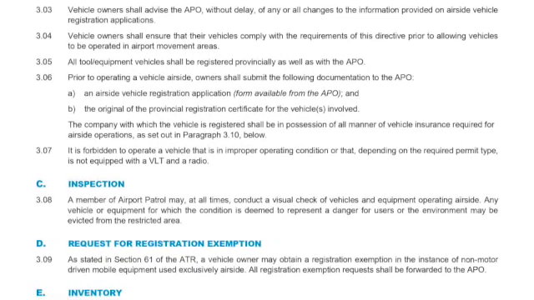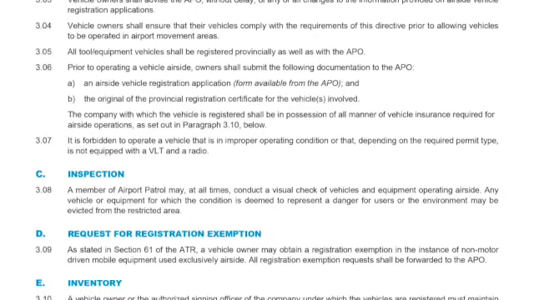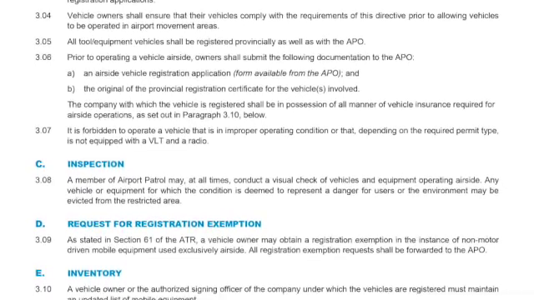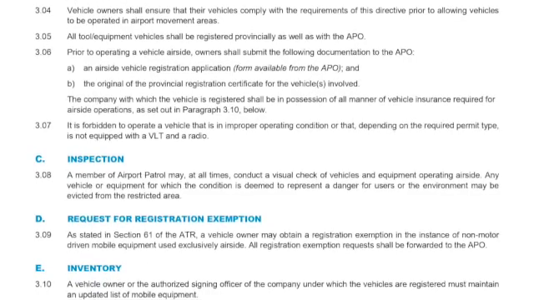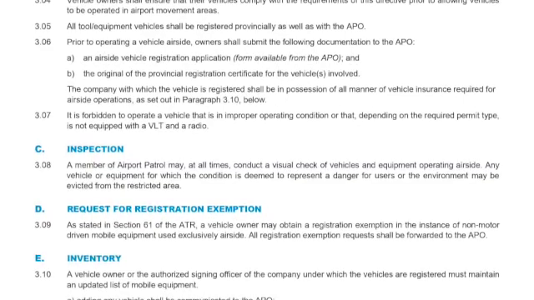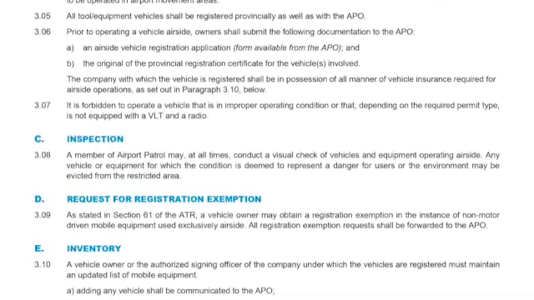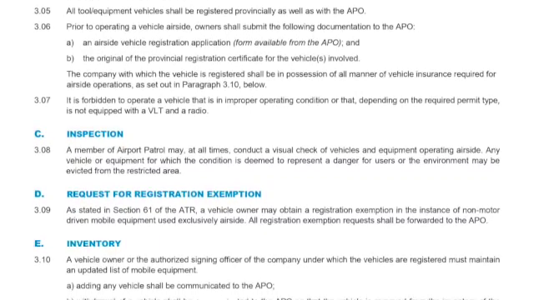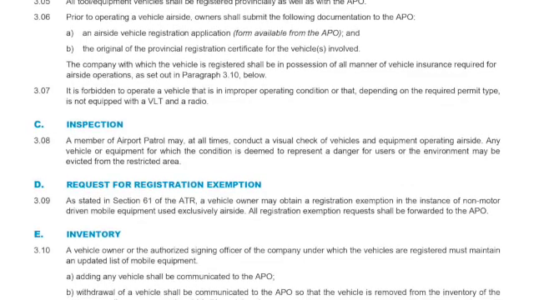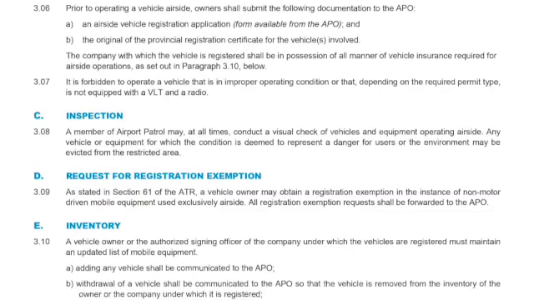C. Inspection. 08. A member of Airport Patrol may, at all times, conduct a visual check of vehicles and equipment operating airside. Any vehicle or equipment for which the condition is deemed to represent a danger for users or the environment may be evicted from the restricted area. D. Request for registration exemption. 09. As stated in section 61 of the ATR, a vehicle owner may obtain a registration exemption in the instance of non-motor driven mobile equipment used exclusively airside.